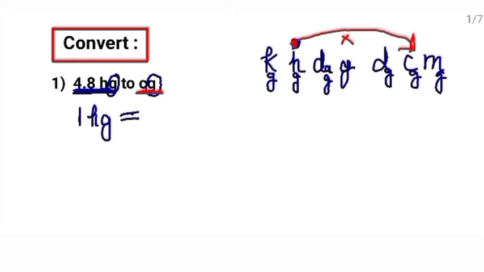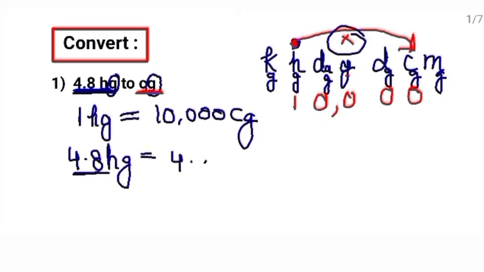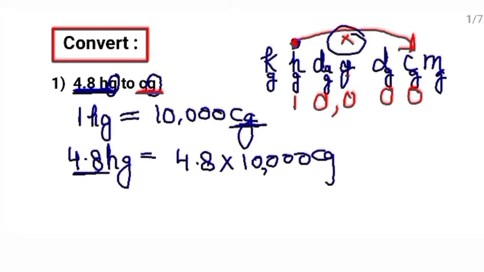From this place you are starting. So write 1 here. 0, 0, 0, 0. So you will multiply by 10,000. It means 1 hectogram is 10,000 centigram. You are asking for 4.8 hectogram. As I said, there is multiplication sign, so you will multiply this 4.8 by the 10,000, and now it will become centigram.